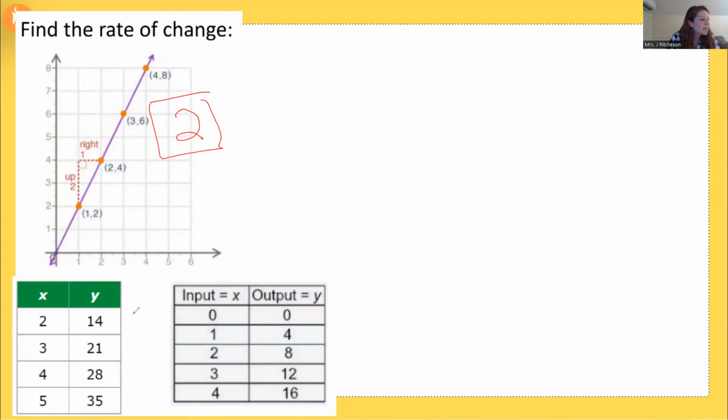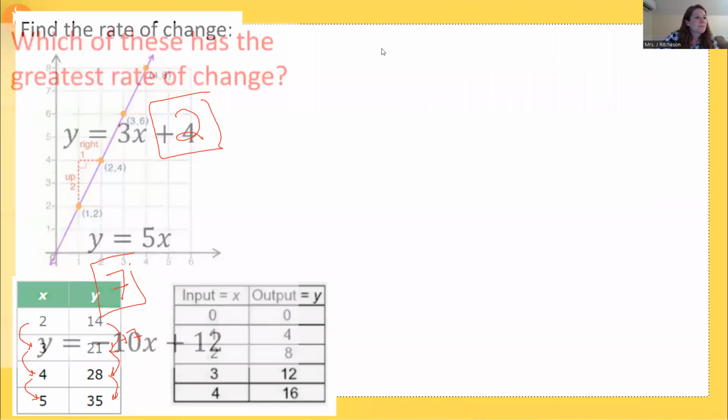All right, what about this one? Our change in y is +7, +7, +7 over +1, +1. That makes it easy when our x is increasing by 1, because our rate of change is 7. Can you guys figure out the rate of change of the next few? I think there's several on this page.